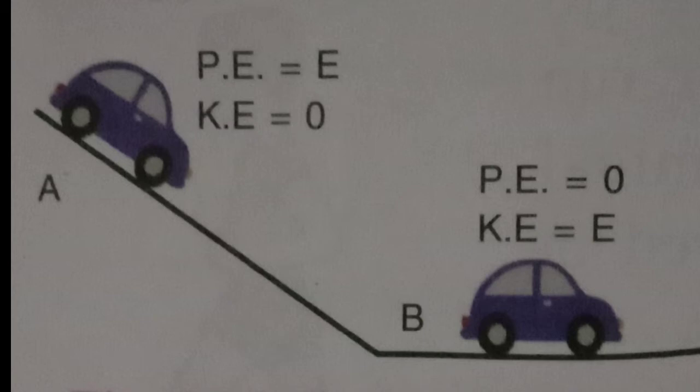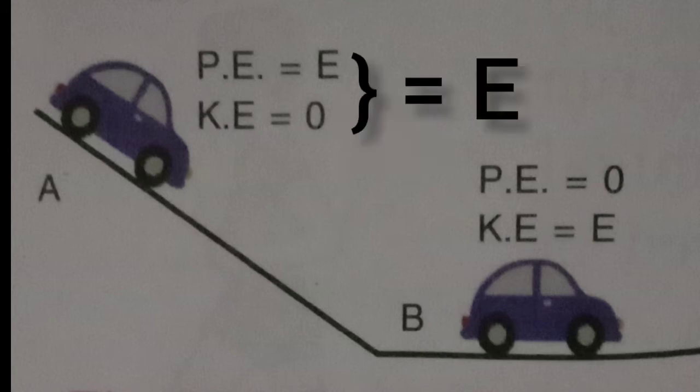For example, you can see here a car is moving from point A to point B. Now at point A, the potential energy, P equal to E, or the total amount of energy is equal to E, where kinetic energy KE equal to 0 because it was not moving, or velocity was 0. That's why kinetic energy is 0. So if you see the total energy at point A, this is equal to E.